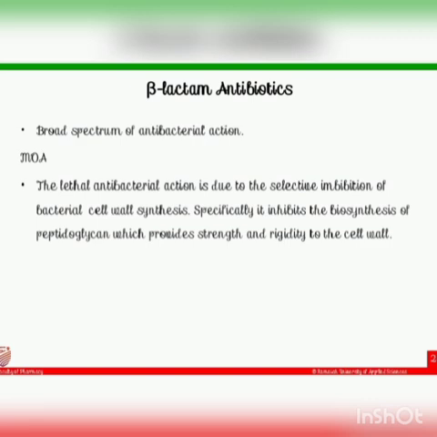The lethal antibacterial action is due to the selective inhibition of bacterial cell wall synthesis. Specifically, it inhibits the biosynthesis of peptidoglycan, which provides strength and rigidity to the cell wall. It means it interferes with bacterial cell wall synthesis and bacterial cell division. Also, they act by inhibiting the synthesis of peptidoglycan, an important component of the cell wall.